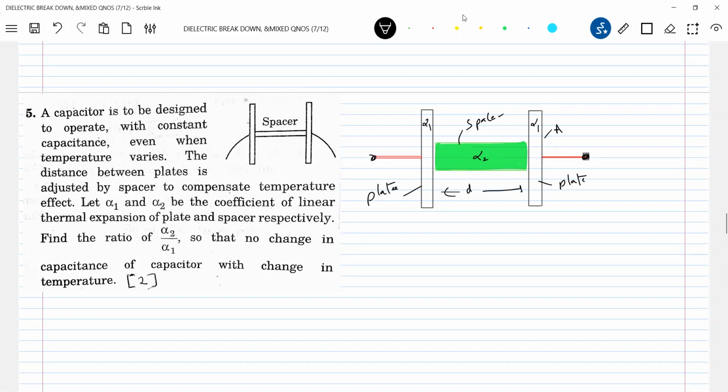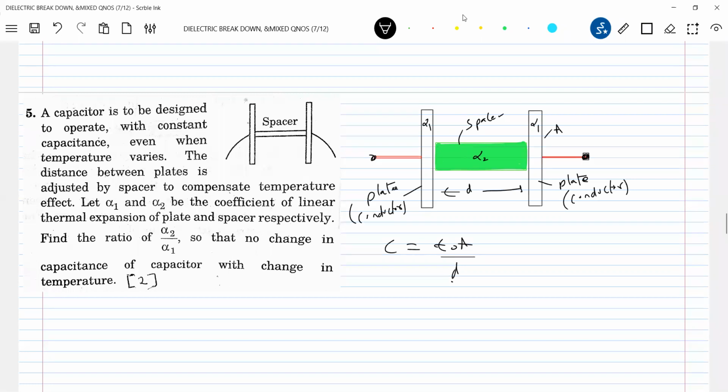So what is basically the capacitance we define? Epsilon naught A by d. The d, I will maintain fixed here. As I increase the temperature, or due to change in temperature, it's a conducting plate. So usually the plates are made up of conductors, iron or silicate. They're conductors.